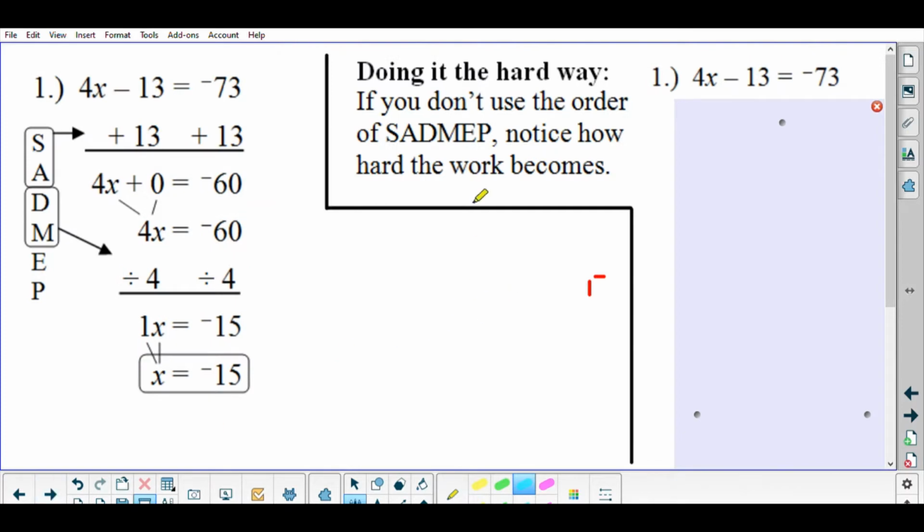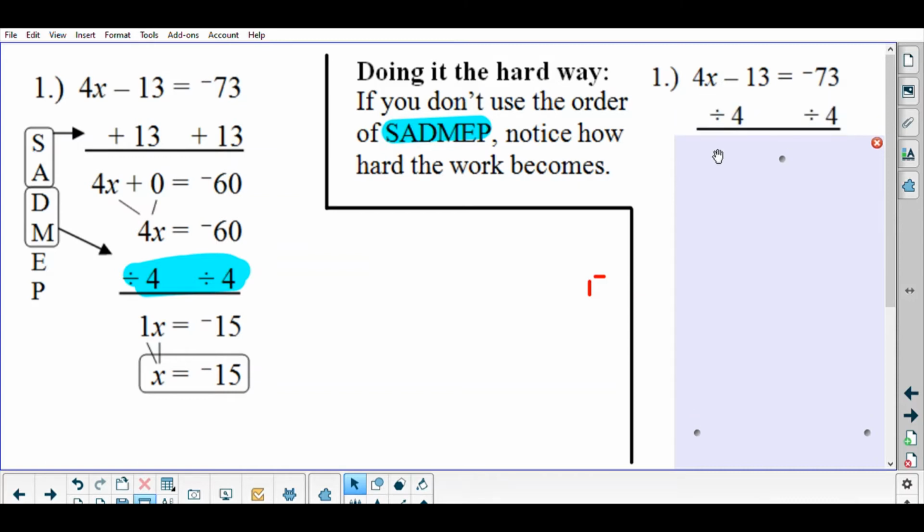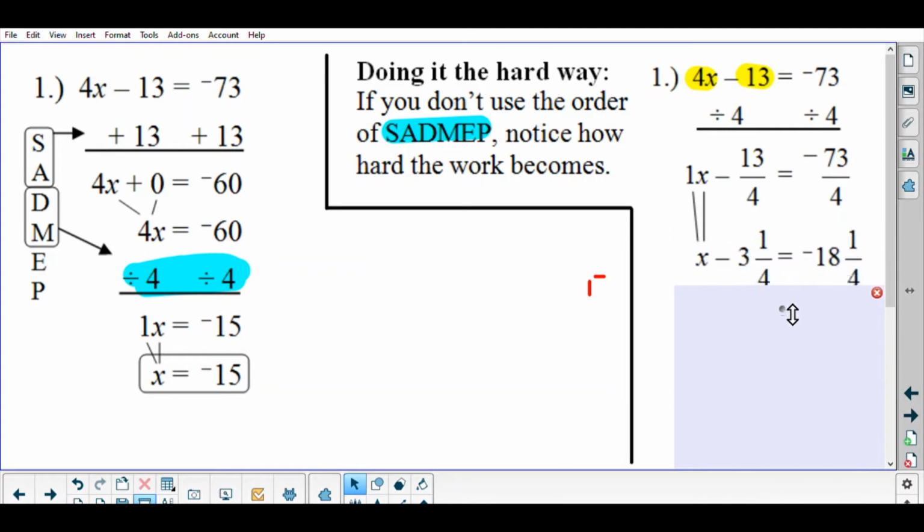If you would not do the inverse of SADMAP, if you would actually divide by 4 first, then it gets really complicated. And I have this typed up on the far right of your paper. If you would divide by 4 first, the distributive property would have to kick in. You would have to divide the 4x and the 13 both by 4, which would give you 1x, but then would give you 13/4, which is 3 1/4.